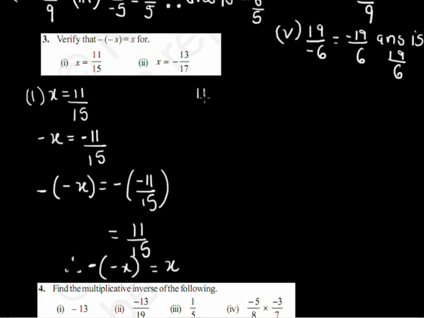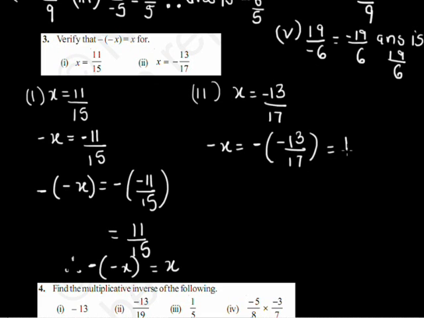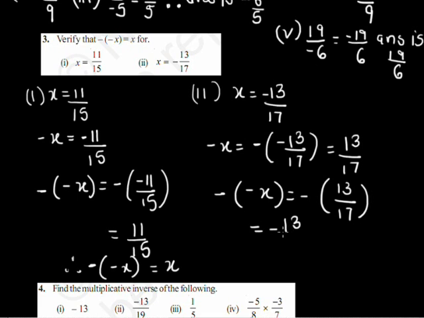Now if I take the second part, x is equal to minus 13 upon 17. Now if I take minus x, that means I have to multiply minus 13 by 17 with minus 1. That will be equal to 13 by 17. Now I have to calculate minus of minus x, that means minus of 13 by 17. That is equal to minus 13 upon 17. Therefore, I have proved that minus of minus x is equal to x. So in the two examples, we have verified that minus of minus x is equal to x.